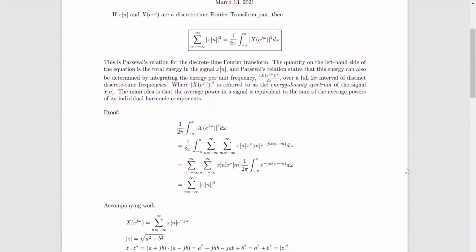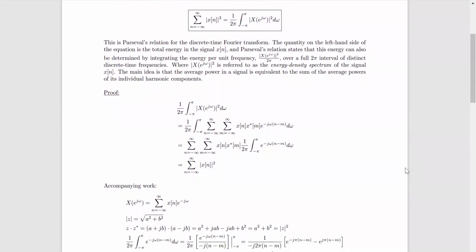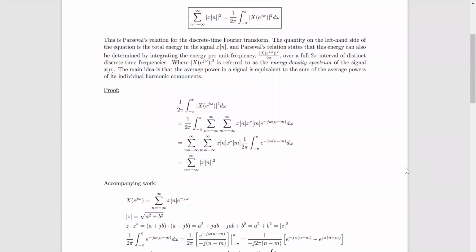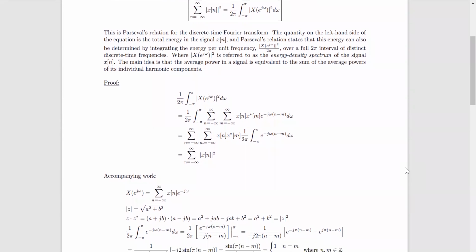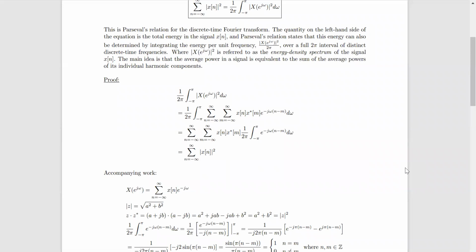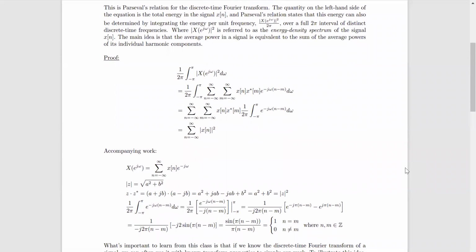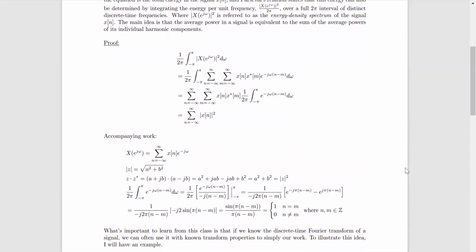So next we can detail a proof of this. If we start with the right-hand side, we can use the definition of the discrete time Fourier transform and the fact that the modulus of a number squared is equal to itself times its complex conjugate, and this is shown in my accompanying work. So that's how we get the second line. On the third line, we just move terms over such that we can integrate over the exponent alone. So that integral, 1 over 2 pi times 1 over 2 pi, is effectively delta of n minus m.